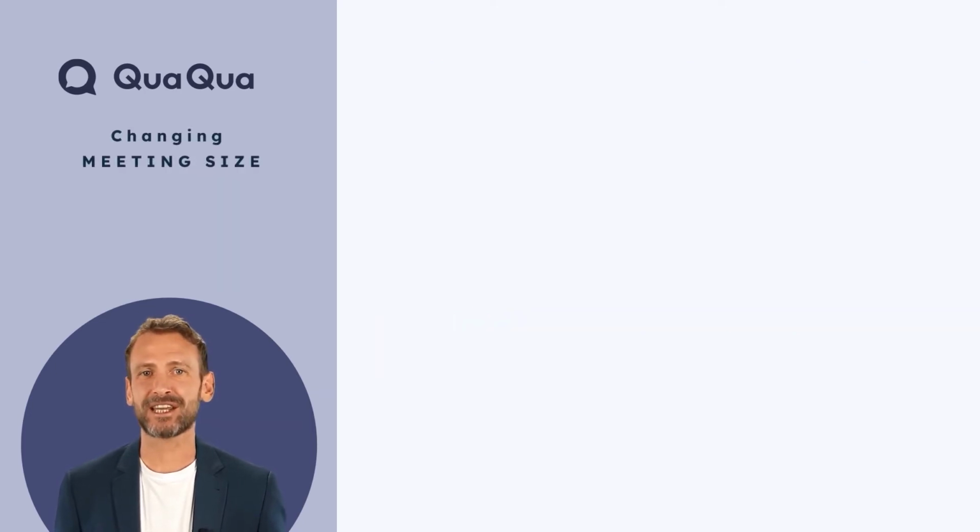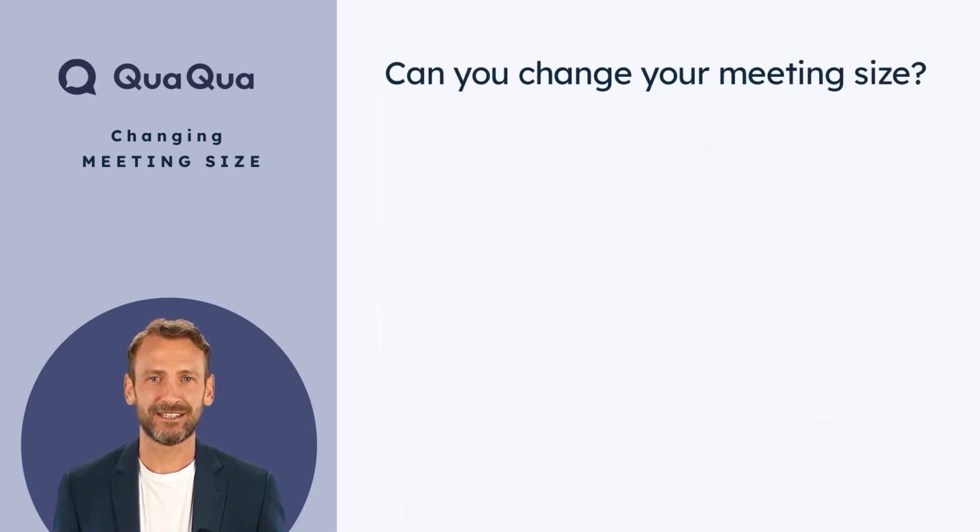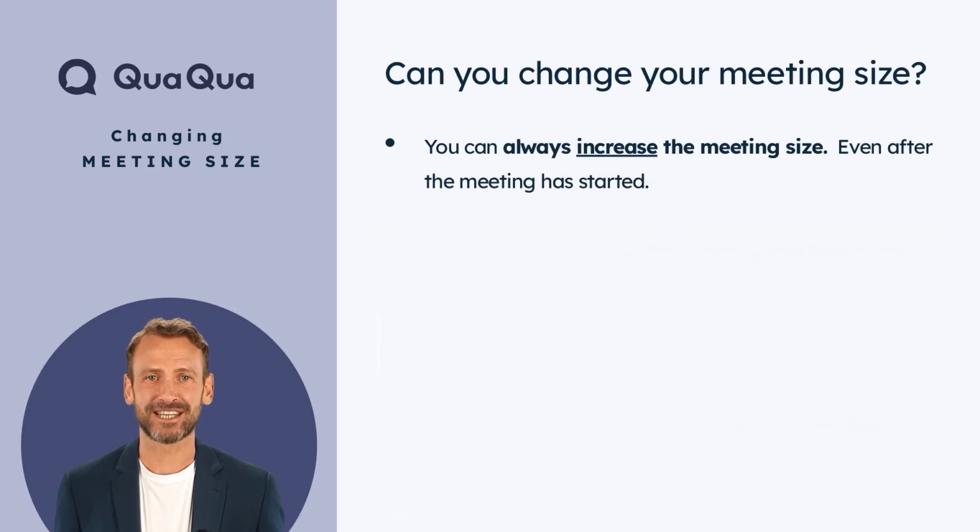When your meeting turns out larger or smaller than expected, we have the following options. You can always increase the meeting size, even after the meeting has started. For example, you've booked a small meeting, but the turnout is greater than expected. Just go to the booking platform, where you can swap a small-sized meeting for a medium or large-sized meeting.